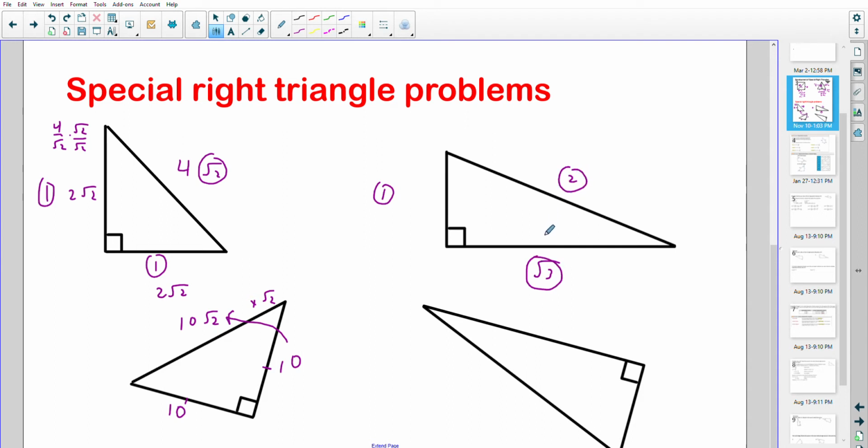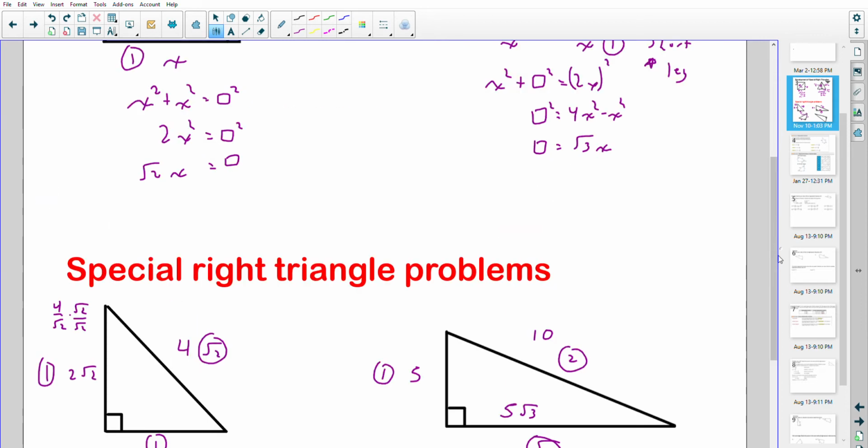And going from one side to the next, if I started with a 5 here, this would be multiplied by square root of 3. So this is just 5 square roots of 3. And this would be multiplied by 2. So that's just going to be equal to 10.